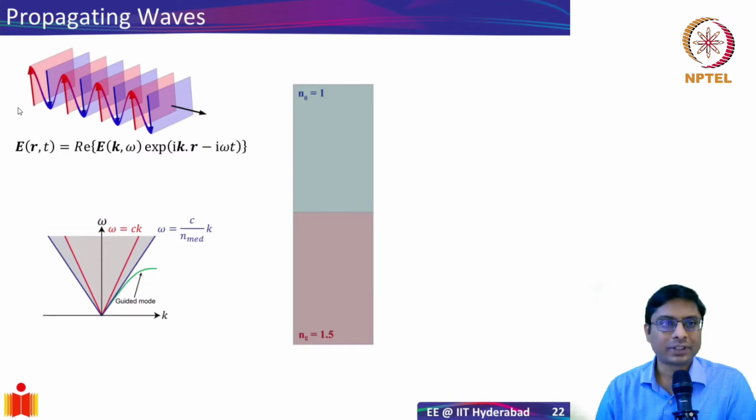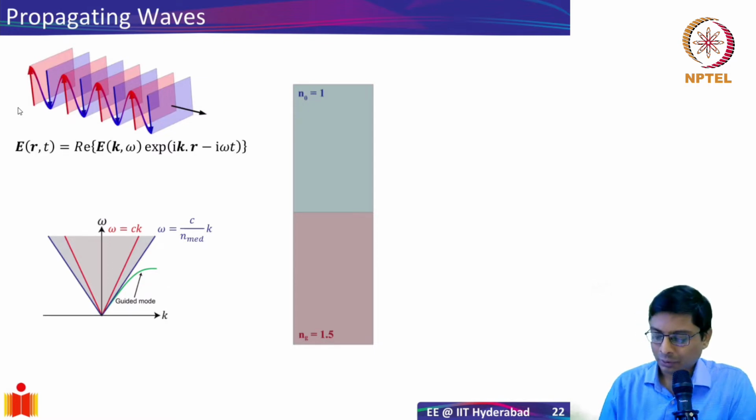Now what happens when such a plane wave is incident on an interface between, let's say, air and glass? So here I have two media. Let's say one is air, and let's say glass. These are semi-infinite media, and then there is an interface between them. On that interface, we have a plane wave incident. For simplicity, let us assume that the direction of propagation is normal to the interface.